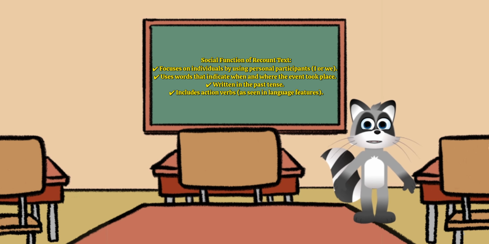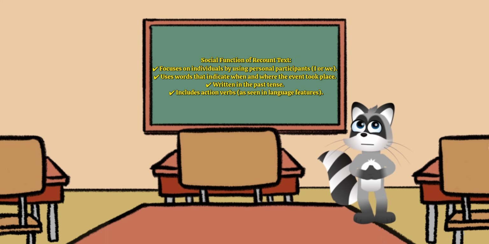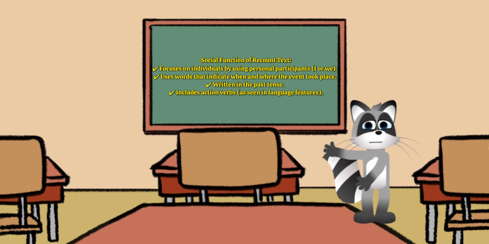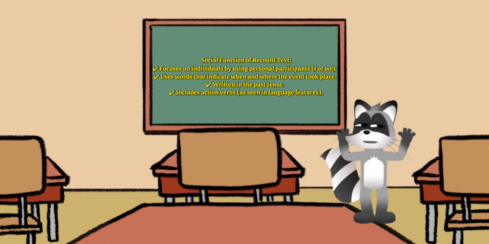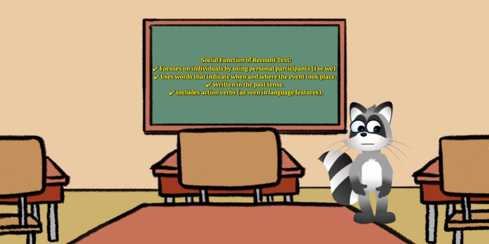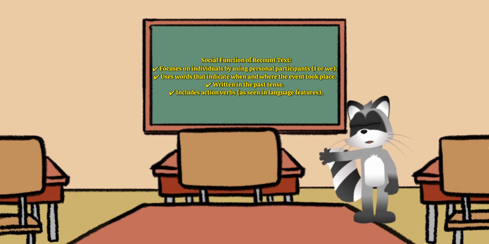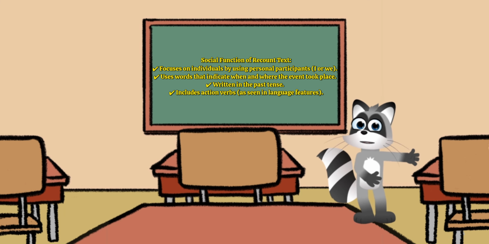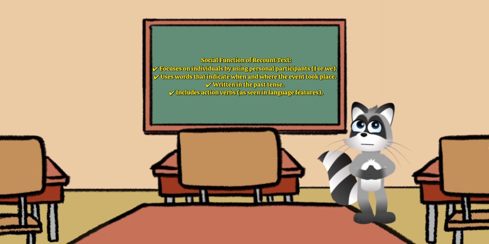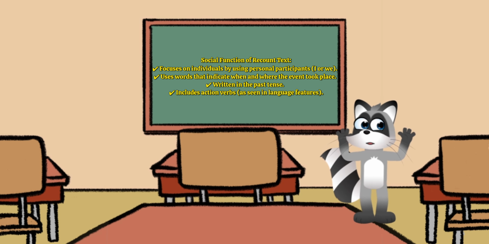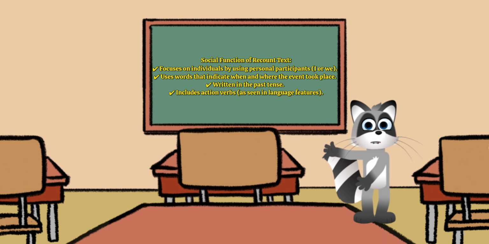When writing a recount text, in addition to paying attention to its language features and characteristics, you must also consider its social function or purpose. Below are some key social functions of recount text to keep in mind. First, it focuses on individuals by using personal participants like I or we. It uses words that indicate when and where the event took place. And next, it is written in the past tense, and also includes action verbs as seen in the language features.